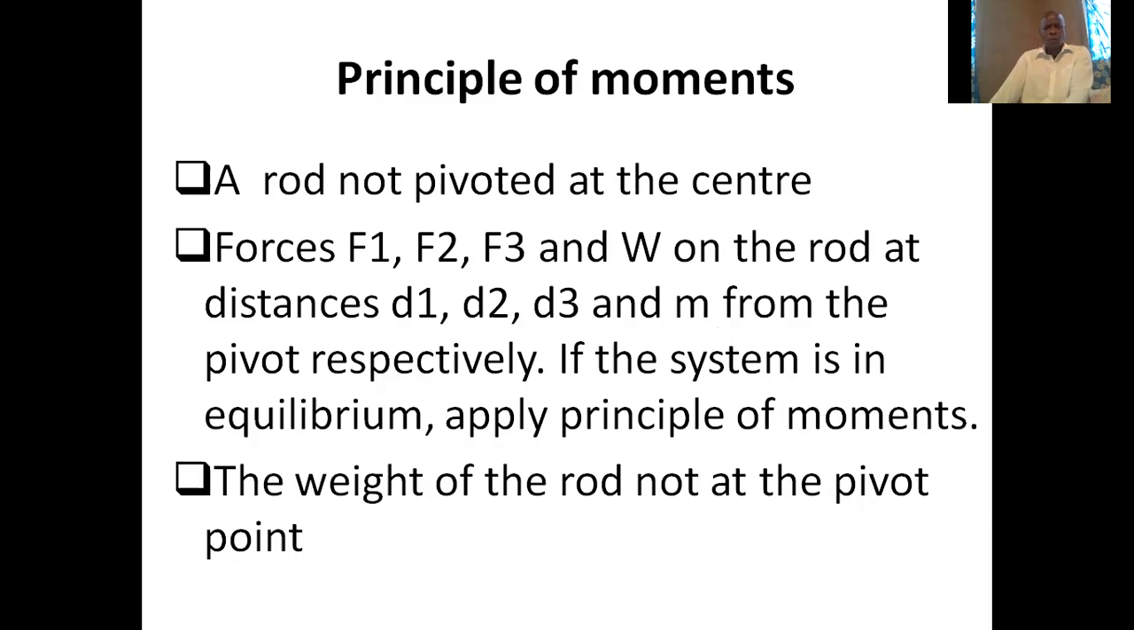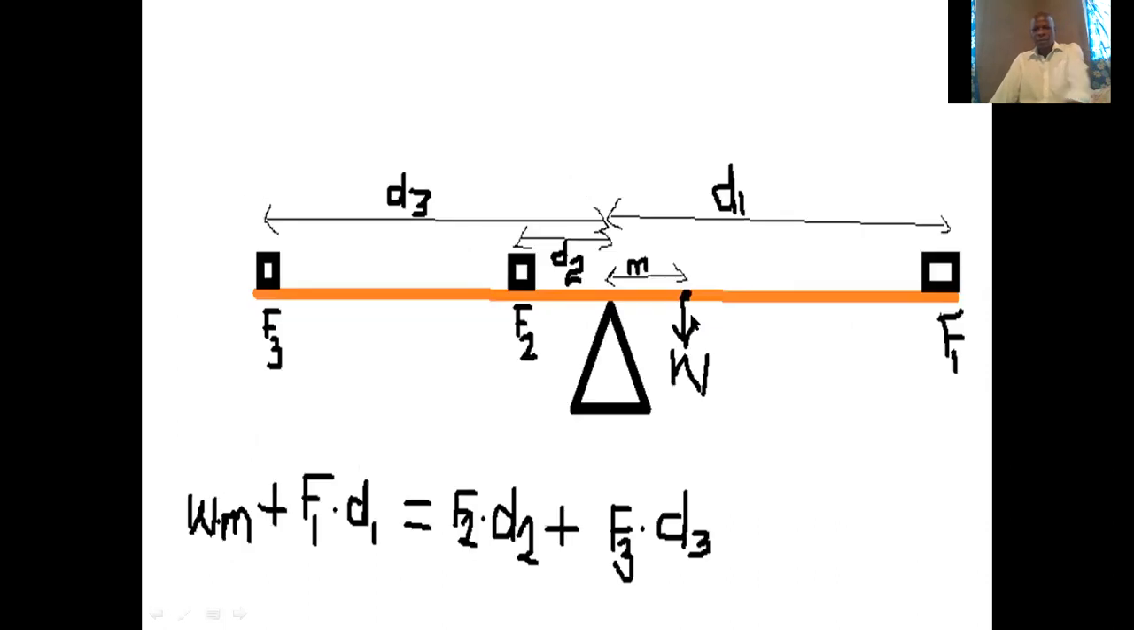So when the weight of the load is not at the pivot, it means that that object, or that rod in our case, has a moment. Then the moment will be at the center of mass, which is the weight of that object. So this is the rod, which is not pivoted at the center. It is uniform, but it's not pivoted at the center. So its center is here.